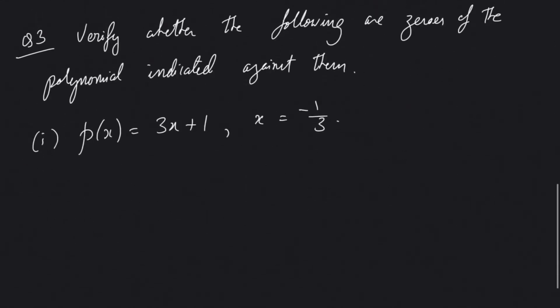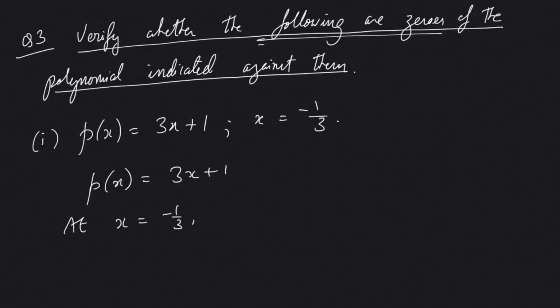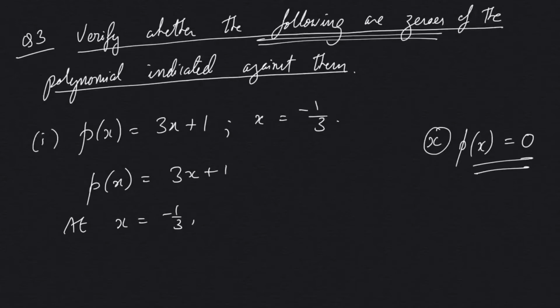Moving on to question number 3. Verify whether the following are zeros of the polynomial indicated against them. This is the polynomial that is given to us, 3x plus 1. We have to check at x equal to minus 1 by 3. We discussed zeros, that is, zeros are those values of the variable which, when substituted in the polynomial, turn the polynomial to 0.